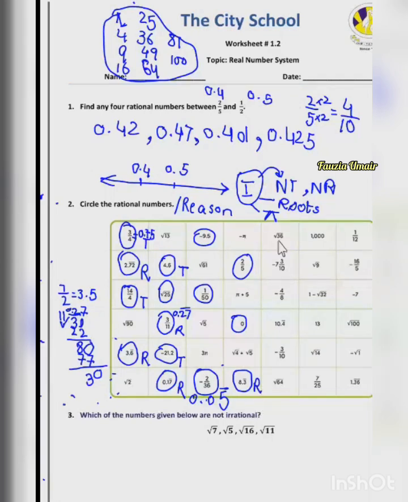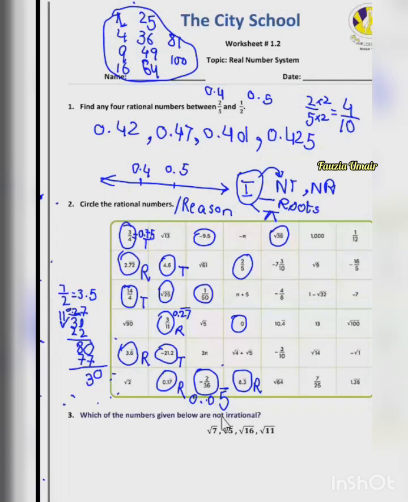What is square root of 36? 6. So it's a rational number. So can you solve the rest of these on your own? Yes, ma'am. So please complete the rest of the numbers in your notebook.